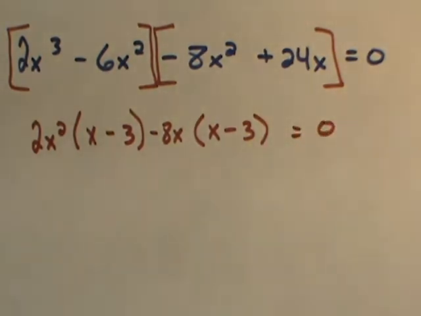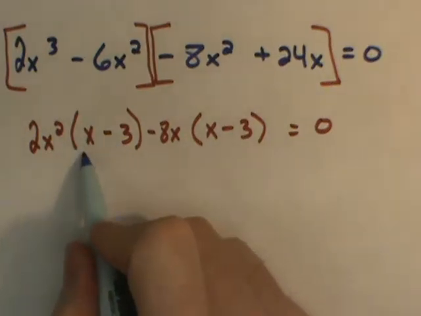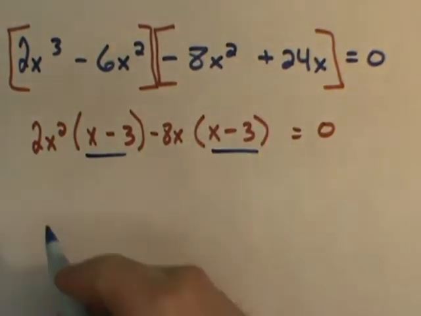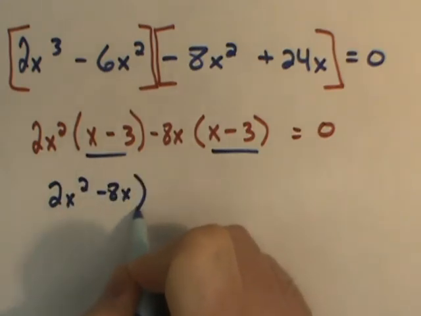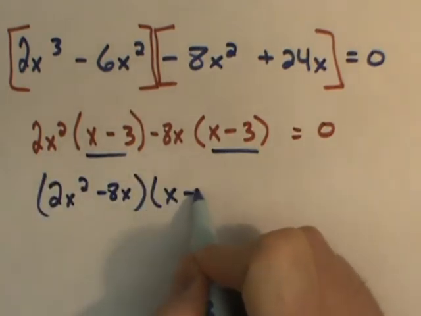And so traditionally I've been telling you, let's pull the leading terms together and rewrite what they have in common once. So this would be a 2x squared minus 8x times x minus 3.